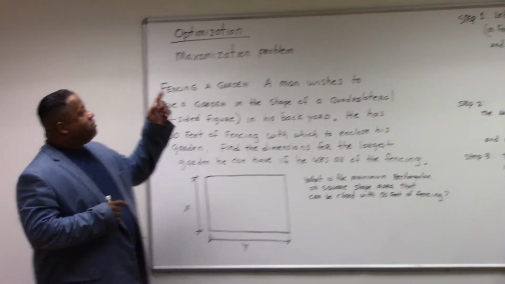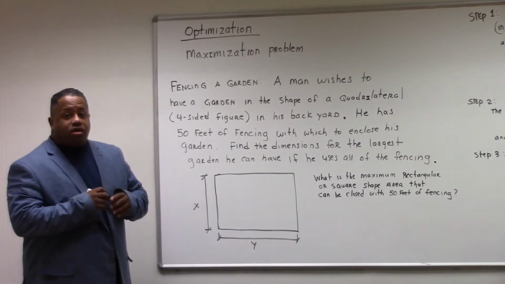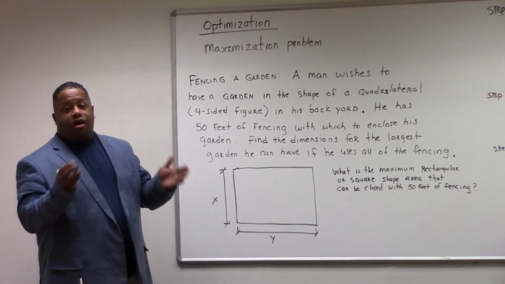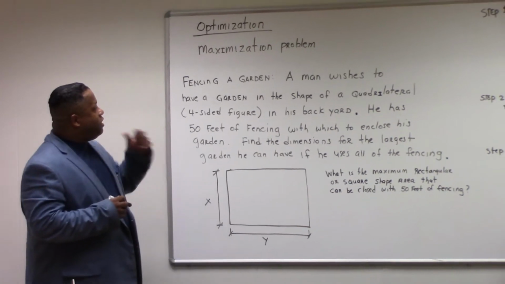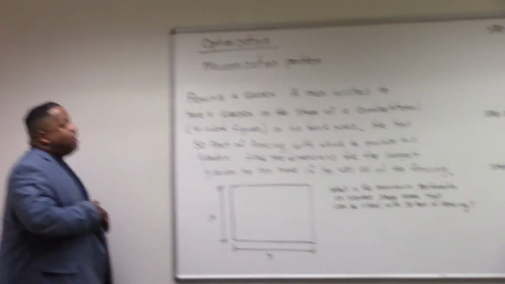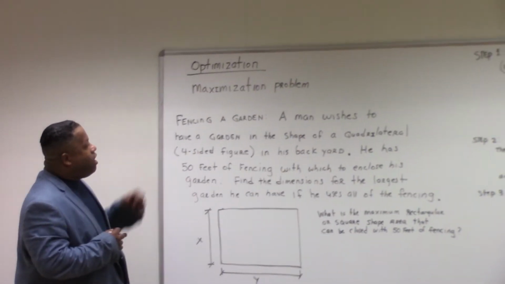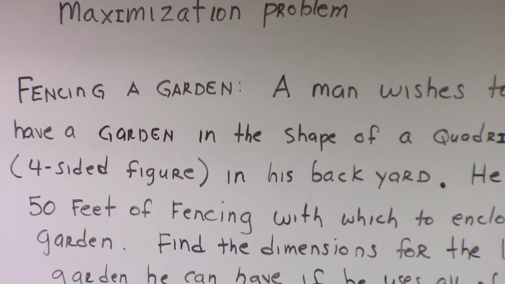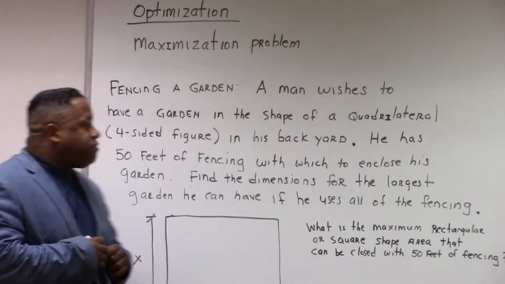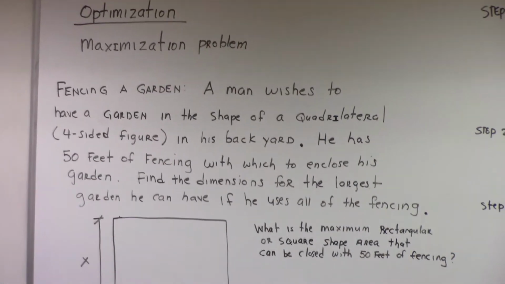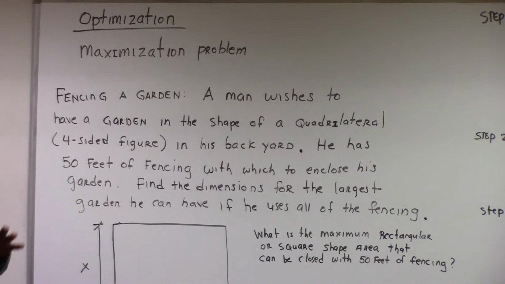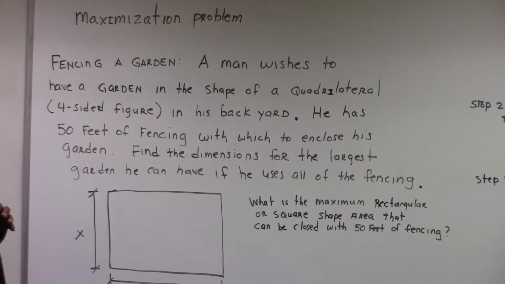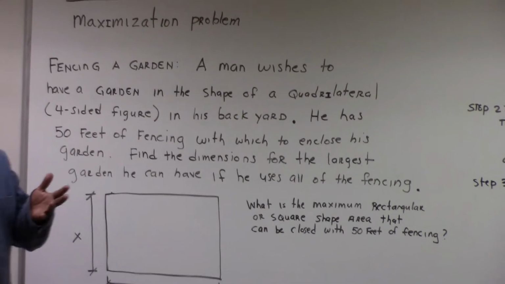We're going to be talking about a maximization problem, and with this maximization problem, how the absolute maximum is applied. A man wishes to have a garden in the shape of a quadrilateral, a four-sided figure in this case, in his backyard. He has 50 feet of fencing with which to enclose his garden. Find the dimensions for the largest garden he can have if he uses all of the fencing.